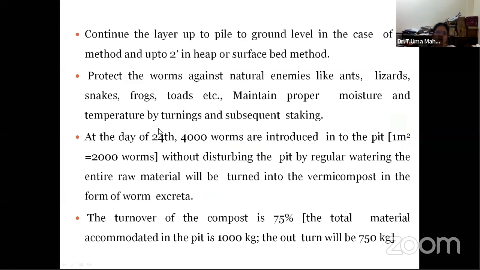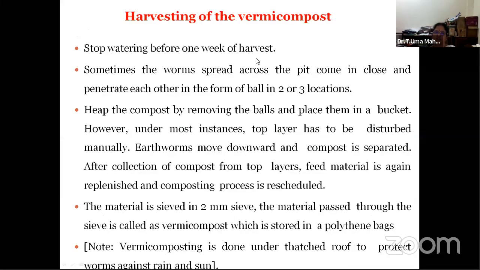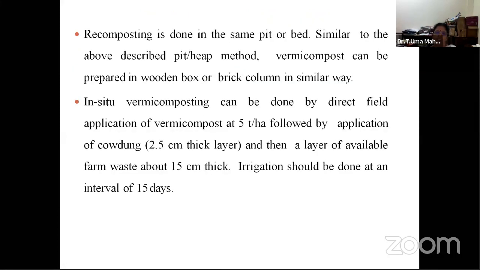Then you continue up to 3 months so that you can use them and produce the compost in total. So the turnover of the compost will be around 50 to 75%. Then harvesting, as I told you: just stop watering when you see the change in the bed condition, color as well as other things, then you can use it for seeding.